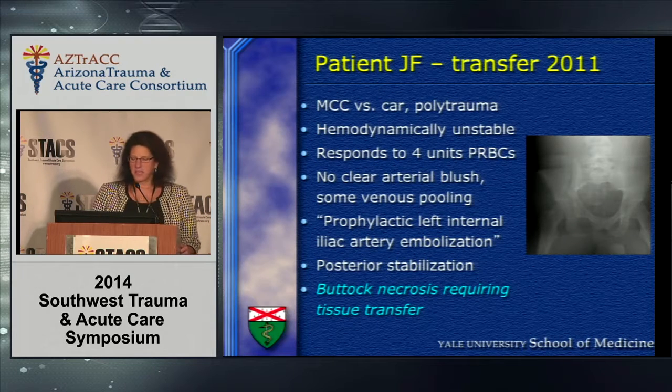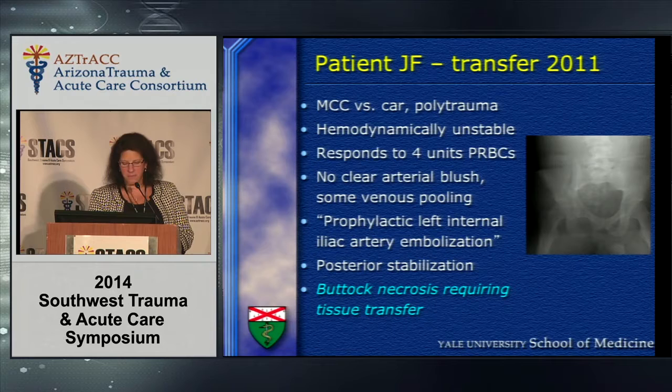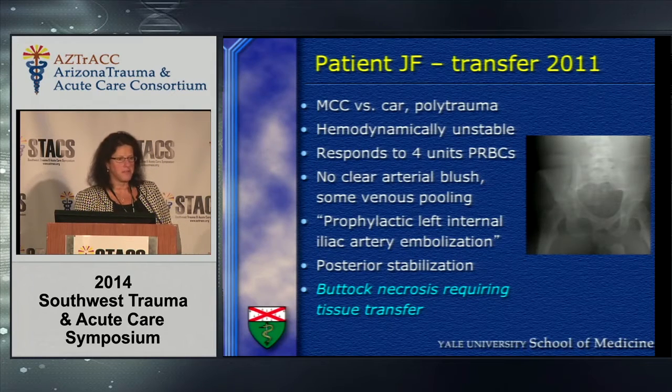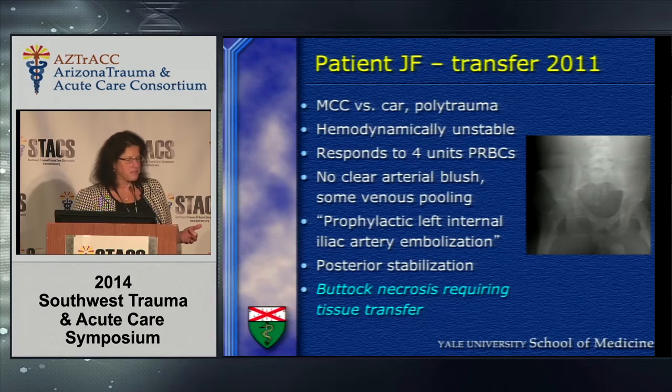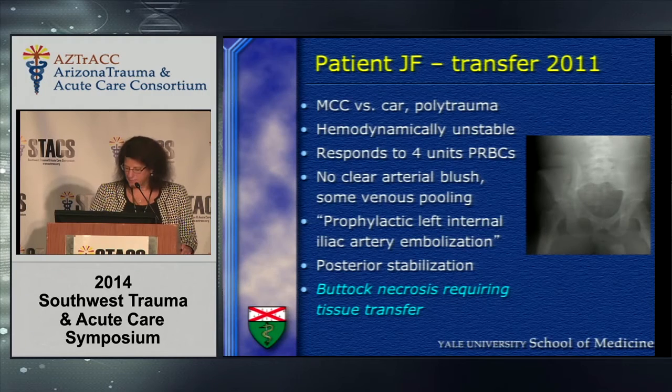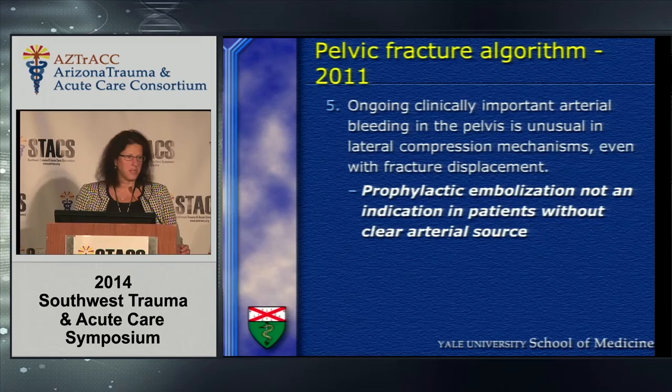And we thought that was working fine until we got patient JF, who was transferred 2 years later. A hemodynamically unstable patient after a motorcycle crash had a very significant pelvic fracture and went to angiography after receiving 4 units of cells. There was no clear arterial blush, but the interventional radiologist said, well, there may be some venous pooling, and prophylactically embolized the left internal iliac artery. The patient then went on to surgical stabilization and necrosed his buttock, which is not a good outcome. So we looked at our pelvic fracture algorithm and we added the following statement, which basically said prophylactic embolization without a clear indication is not indicated.